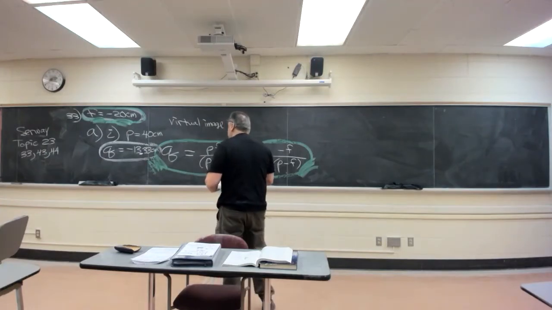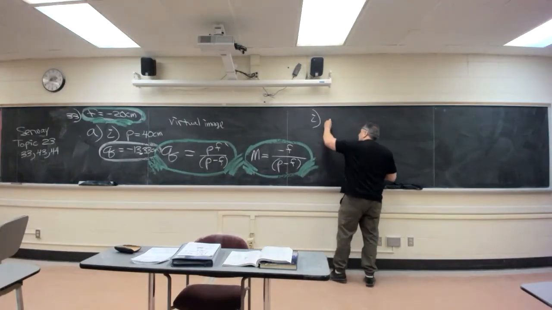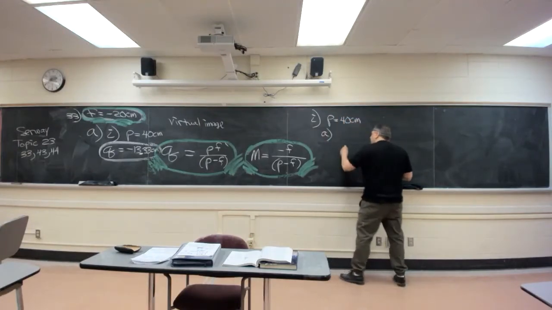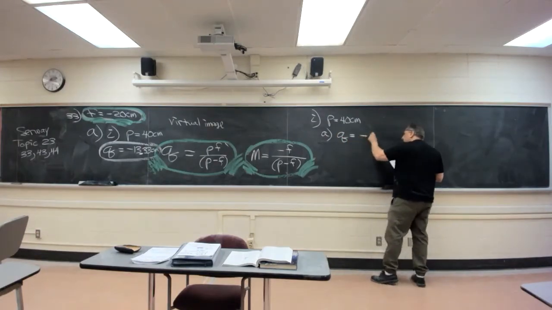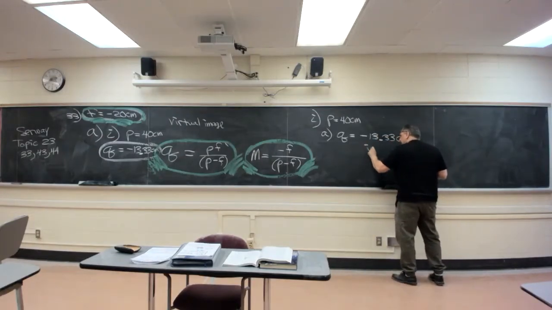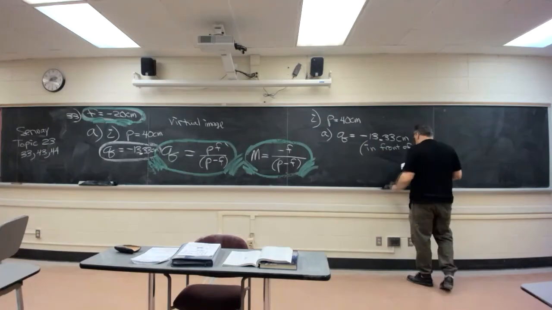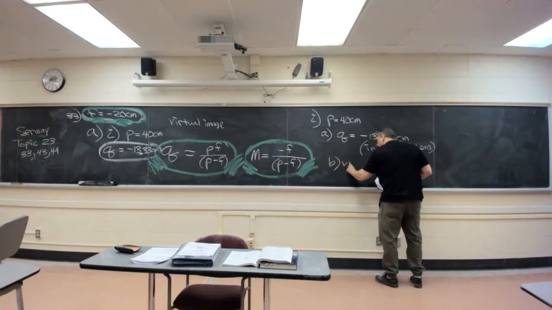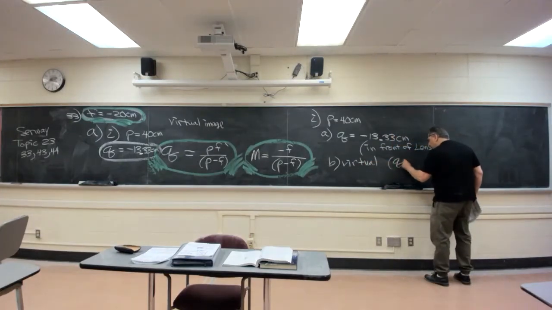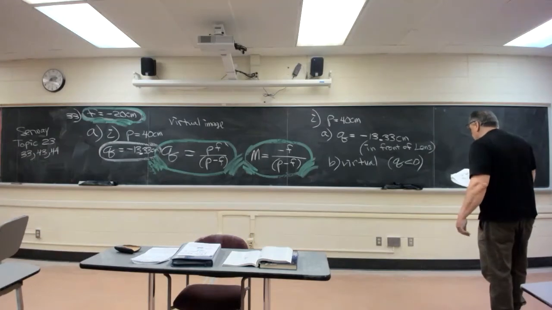Let's see what we got here. They got A right here. There's a number of ways they write it. So we had P at 40 centimeters. A is Q equals negative 13.33 centimeters. That's in front of the lens. It's virtual because it's in front of the lens. Q is less than zero. Can't have that and then call it real. So Q is less than zero, so it's virtual.